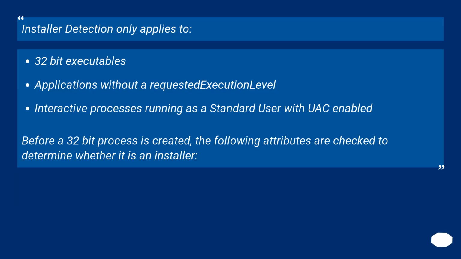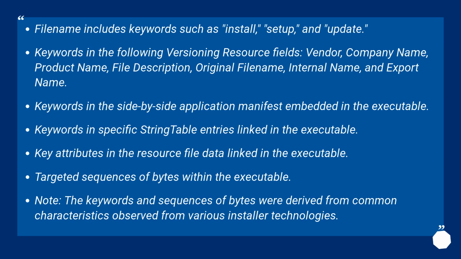Installer detection only applies to 32-bit executables, applications without a requested execution level, and interactive processes running as a standard user with UAC enabled. Before a 32-bit process is created, the following attributes are checked to determine whether it is an installer. File name includes keywords such as install, setup, and update.